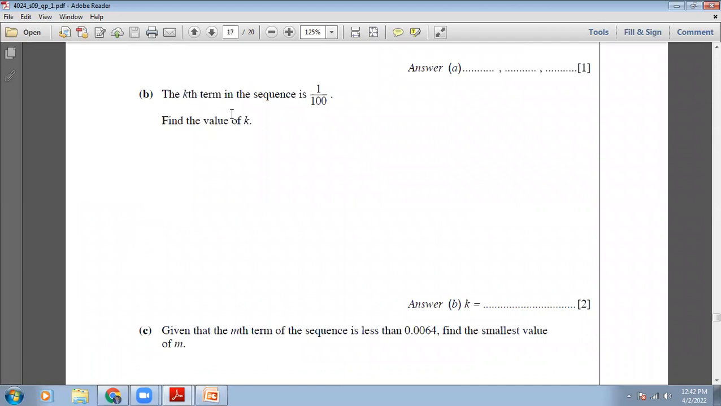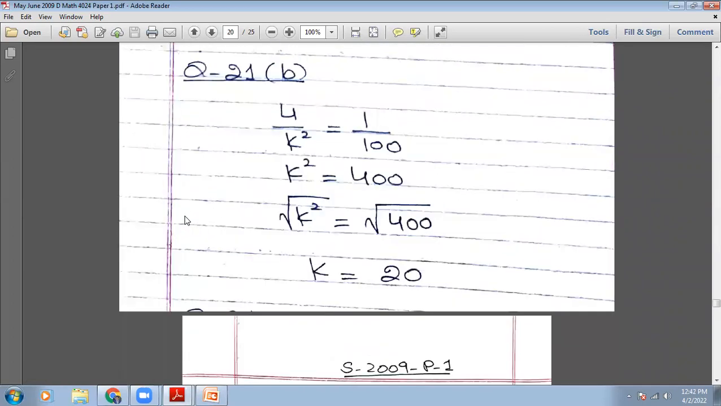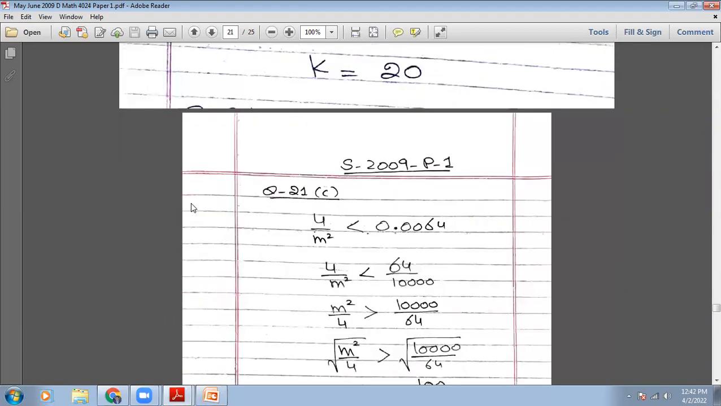Then he says the kth term in this sequence is 1 by 100. Find the value of k. It means 4 by k square is equal to 1 by 100. Cross multiply, k square will be equal to 400. So take the square root on both the sides, and k will be equal to 20. So the value of k is 20.